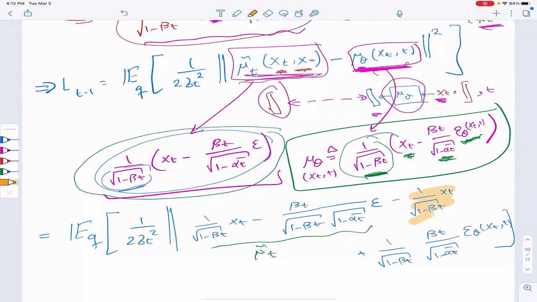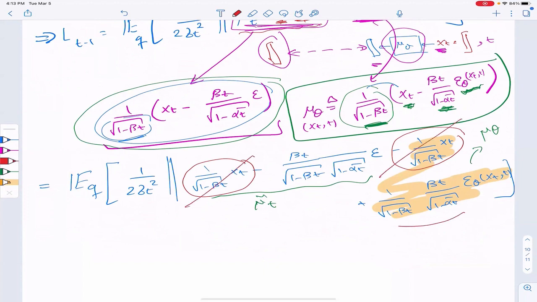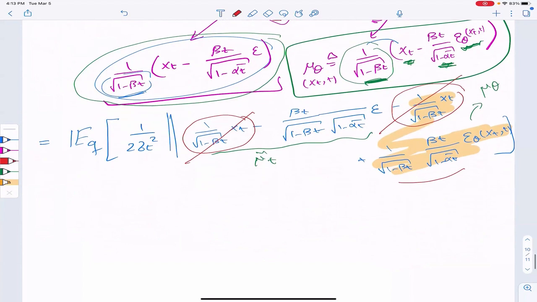And these terms are basically mu hat minus mu theta. I just rewrote, massaged it a little bit, you know, cosmetic changes. But as you can see, this term and this term cancel out. Right? 1 over square root of 1 minus beta times xt, and this is the negative of it. These two cancel out, and the coefficient here is the same between the two other terms. So I can just factor out the coefficient and bring it outside of the norm.